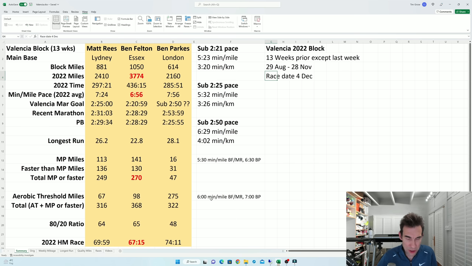And his aerobic threshold miles is 7 minutes, which, interestingly, he does an awful lot of his runs around 7 minutes. So I don't know whether that is just the pace that he feels comfortable with. But you can see here that results in him doing this huge amount of aerobic threshold miles, 275. But when I looked at it, most of his runs of late that he would call even easy do seem to be around 7 minute mile pace.